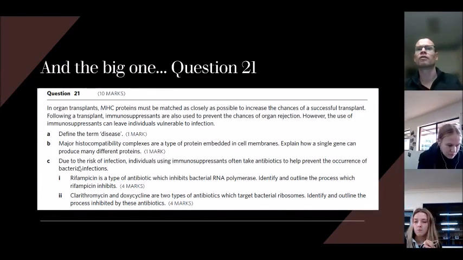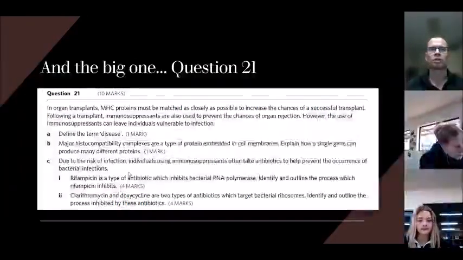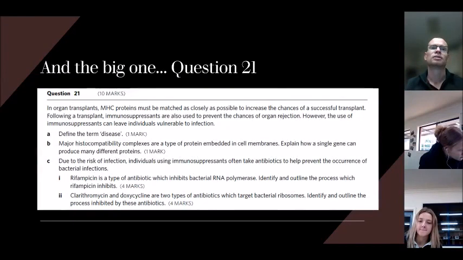Due to the risk of infection, individuals taking immunosuppressants often take antibiotics to prevent the occurrence of bacterial infections. Again, we won't go through this now, but this is what I'm going to leave with you guys, and this is the reason why I'm doing it. Rifampicin is a type of antibiotic which inhibits RNA polymerase. Right, so hopefully that's starting to trigger something.